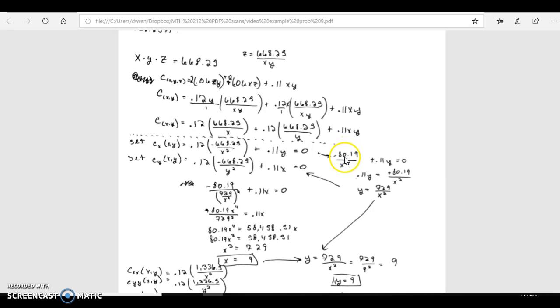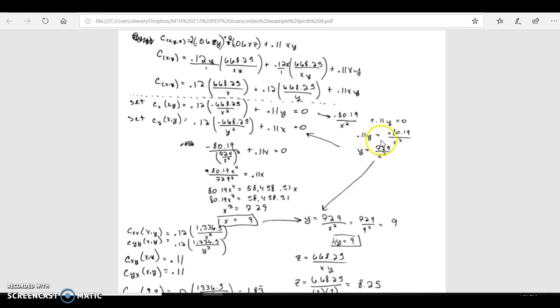So over here you get negative 80.19 over x squared, multiplying in 0.12, plus 0.11y equals 0. Add this over to the other side. 0.11y equals 80.19 over x squared. Dividing by 0.11, you get y equals 729 over x squared. Substitute this in the c sub y.